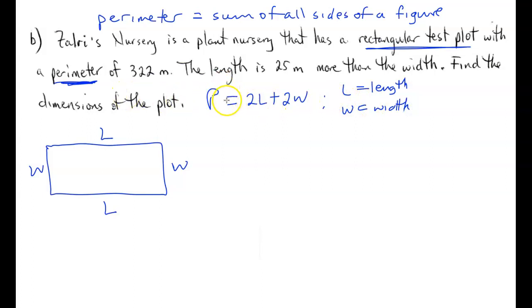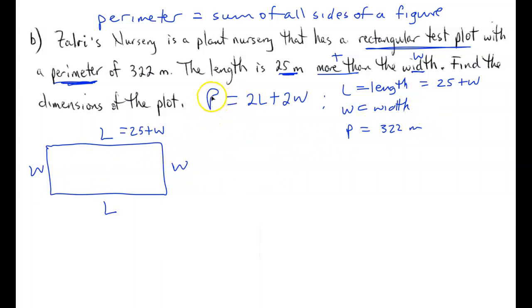Now we're told that this perimeter here is going to be equal to 322 meters. So here I'll just put P is 322 meters. We also know that the length is 25 meters more than, which is addition, the width, W. So we'll say that this is 25 plus W. So with that being said, I'll go ahead and also put that here. Don't necessarily have to, but I'm just doing it for visual. And so now we have pretty much everything that we need.